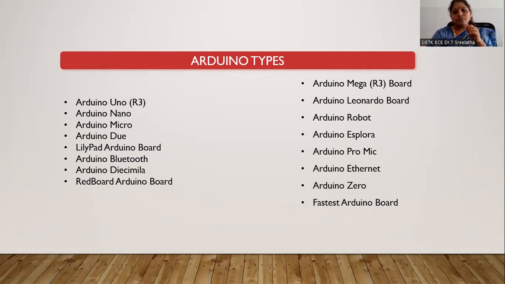Coming to Arduino types, we have different types of Arduino boards like Arduino Uno, Arduino Mega, Arduino Nano, Micro, Bluetooth, and Arduino Zero. So all these are different types. Here I am showing them in the PPT. You can see which Arduino will be suitable for your application, and you can use that board. Mostly I will show you how we can perform our outputs using the Arduino Uno board. I will show you practically in our next sessions.